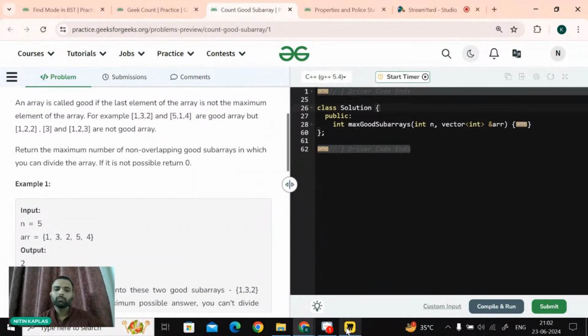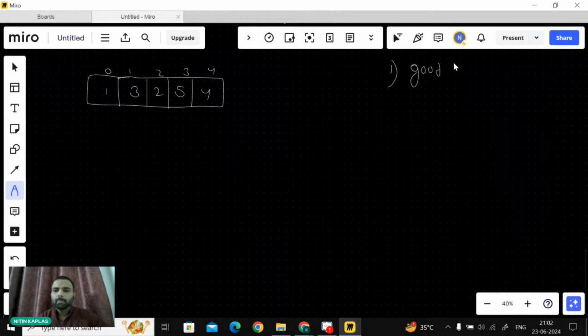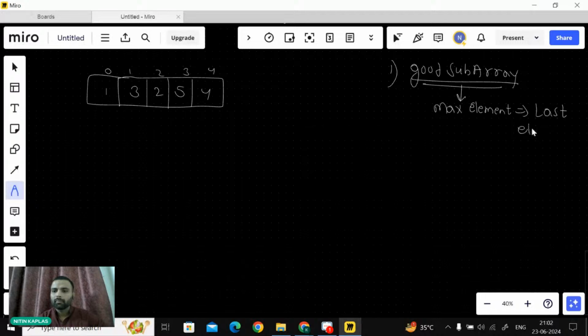Now let's understand how we can solve this question. Okay, 1 3 2 5 4. If you see this example clearly, a good subarray is one where the maximum element will not be the last. Max element not equal to last element, right? So that's the logic of it.